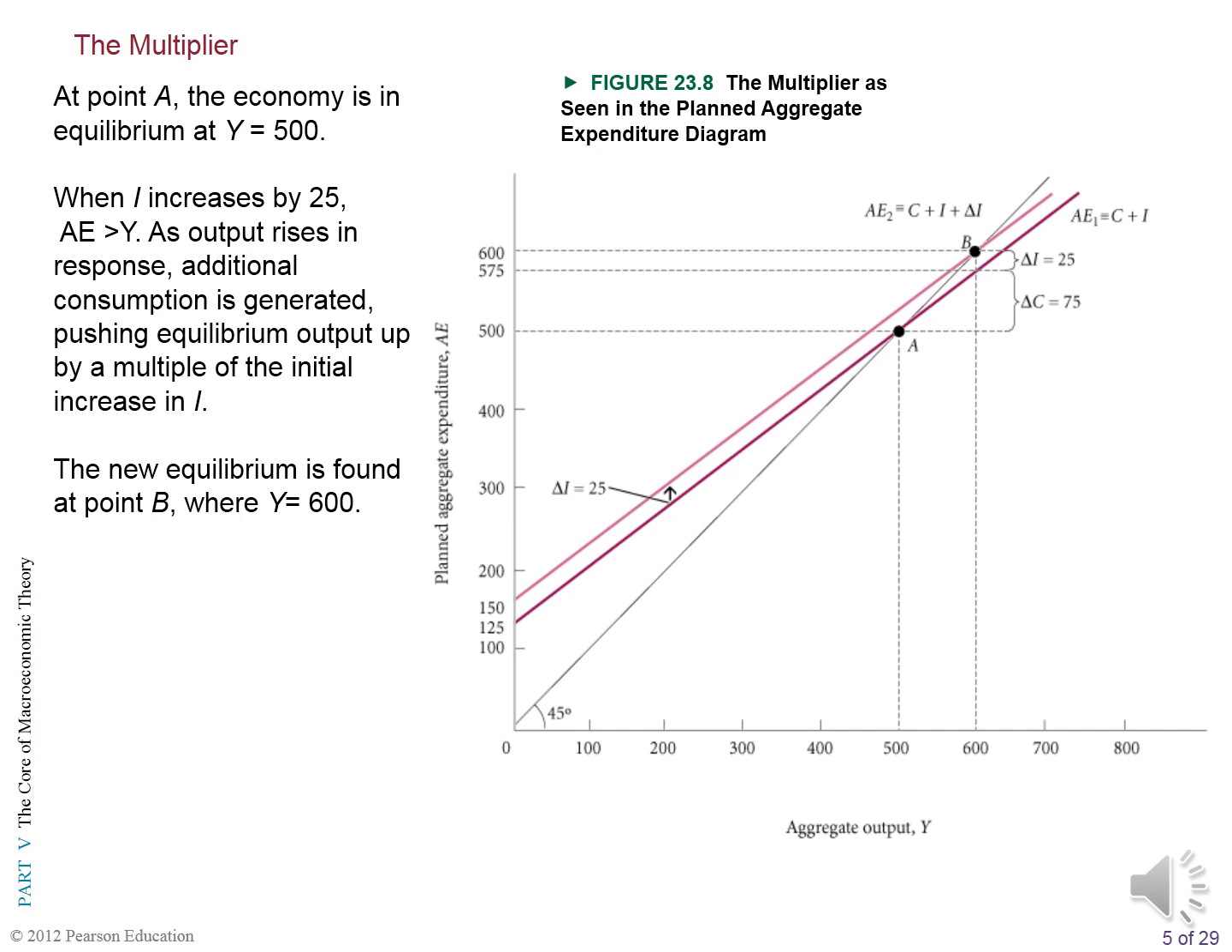So income increased 4 times the initial increase of investment. ليه؟ As we said before, this is because the increase in consumption. Okay, easy.